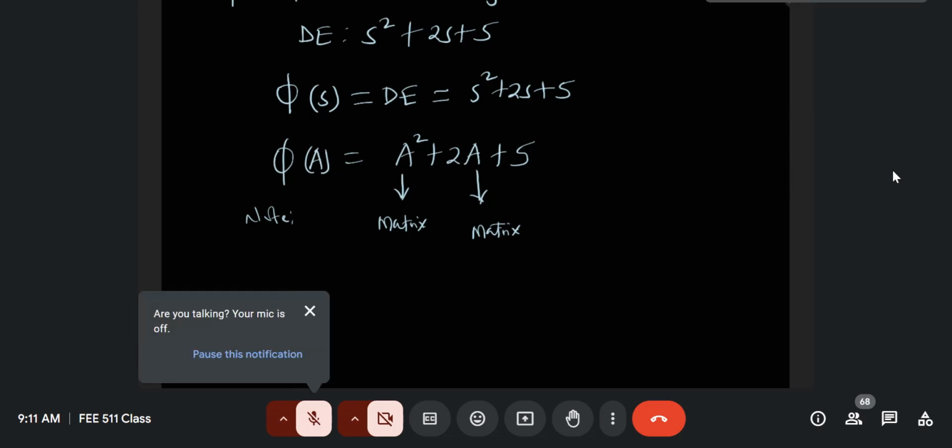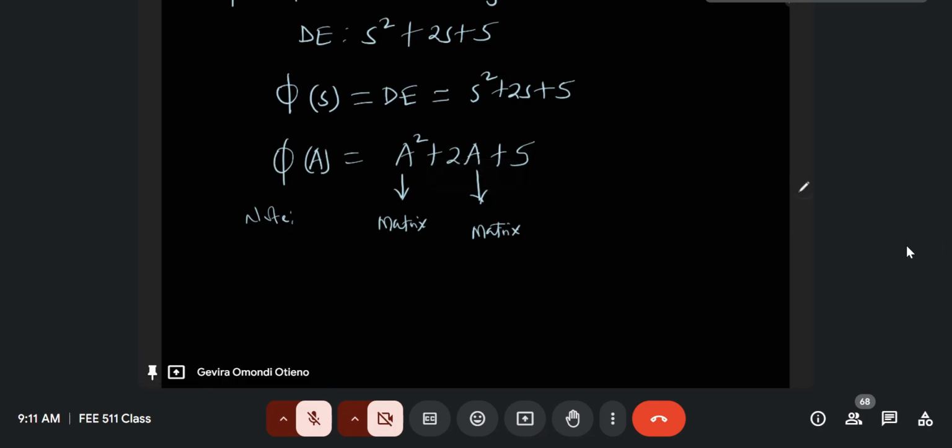You have to multiply your single element by an identity matrix. So therefore, our expression should not just be 5, it should be 5I. That now makes it easy to manipulate or sum it up. So our phi of A should be equal to, A was [0, 1; -2, -3].